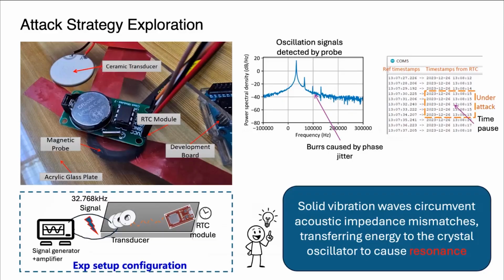Then we tried different approaches and found that at certain moments, placing a piezo transducer against a solid surface near the hardware, such as a laptop, and emitting ultrasonic waves seems to halt the time updates. At the same time, we observed several glitches at the RTC crystal. This happens because acoustic waves propagate through solid media with much lower impedance mismatch, causing additional vibrations in the crystal.